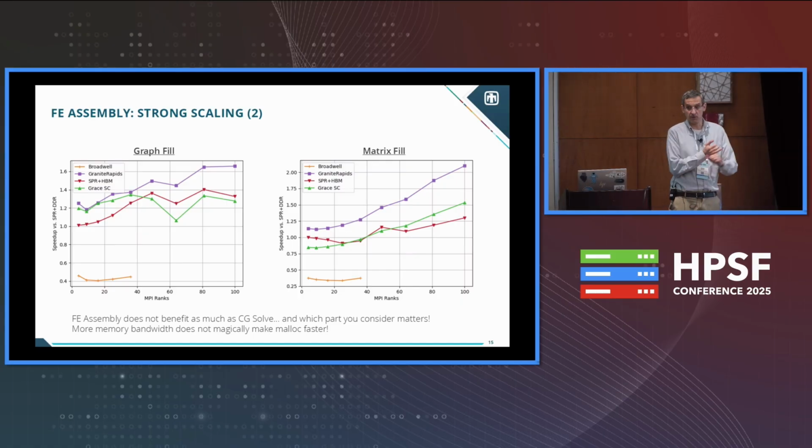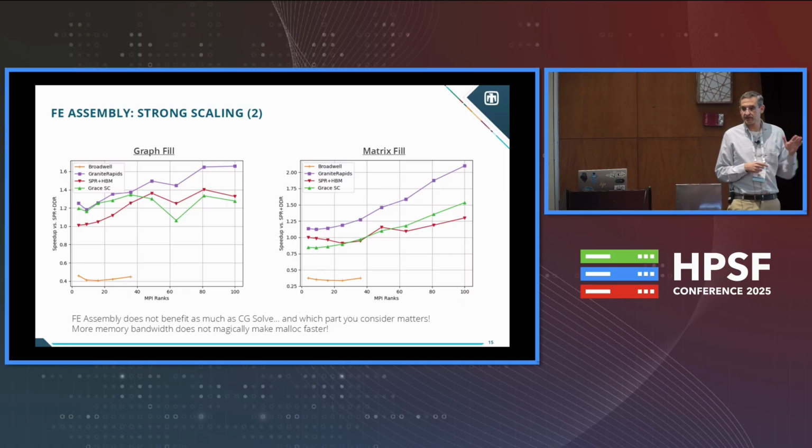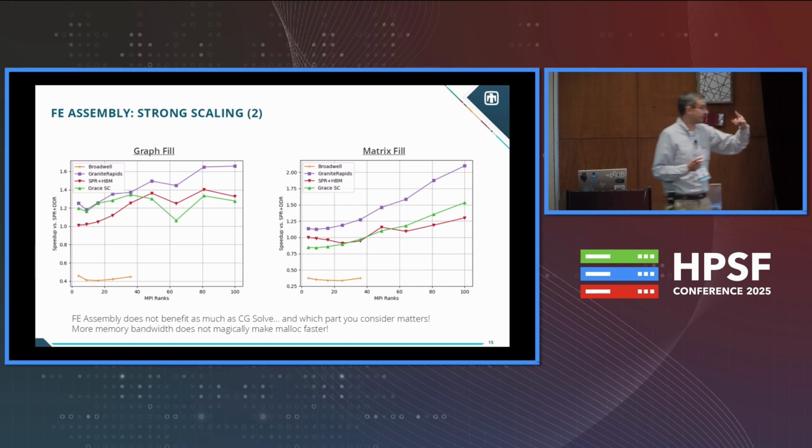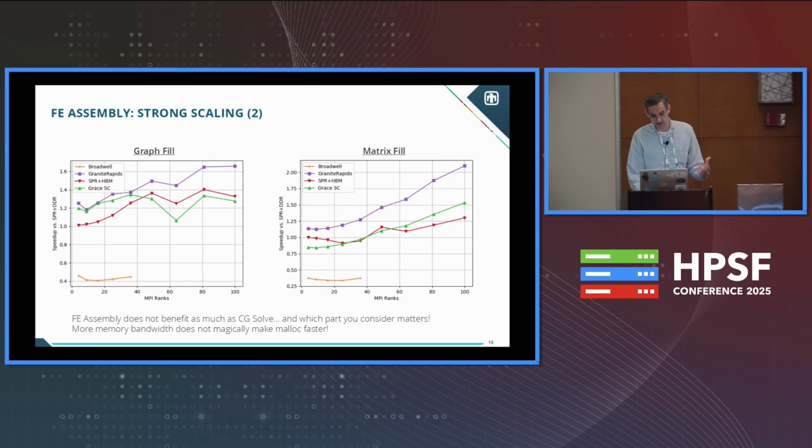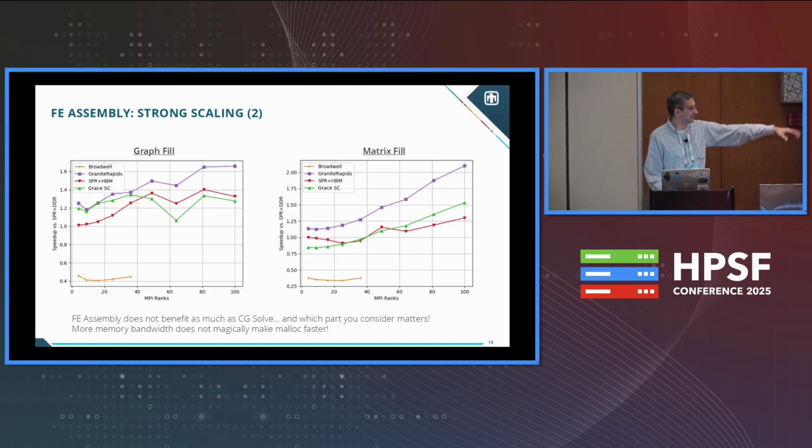If I look at that graph fill, where I'm doing memory allocation, adding, it gets faster as we throw more ranks at it relative to the Sapphire Rapids with DDR. That's kind of disappointing. We don't see the advantage of the fancier memory subsystem to the extent we want. On the matrix fill, things start to take off. Although I will add, even on the matrix fill, sometimes you see Grace or the Sapphire Rapids with HBM running slower than the Sapphire Rapids with DDR, which is a little disappointing. So the lesson here is more memory bandwidth does not magically make malloc faster. Does it make it faster? Yeah, a little bit, but not what you'd expect and not what you'd hope for.